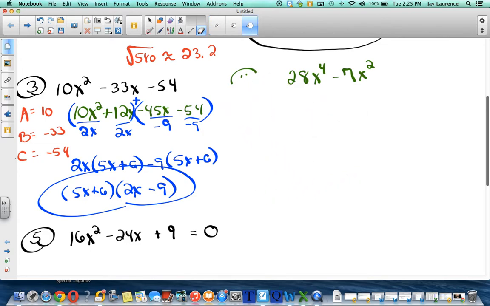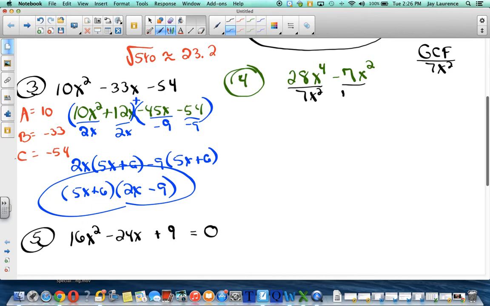All right, so problem 4. Yikes, I just erased the number. All right, problem 4. It looks like the first problem we did, just a straight GCF. I think my GCF is going to be a 7x squared. So I'm going to divide by 7x squared, divide by 7x squared, 7x squared out front, and then I'll have a 4x squared minus 1.